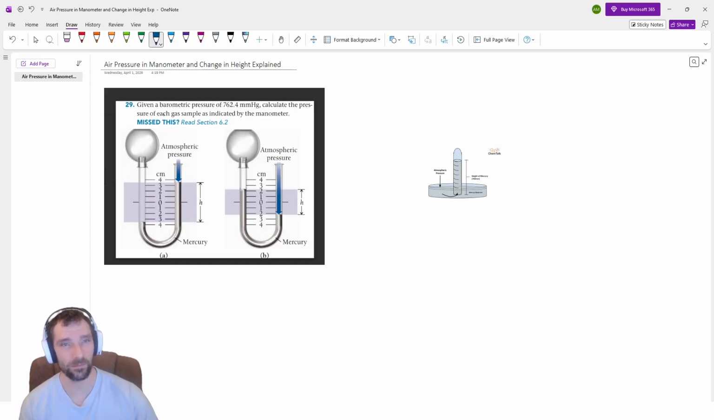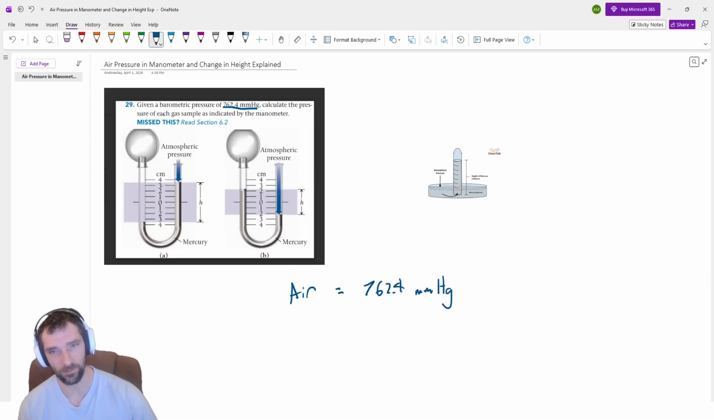So in this problem, we see that we have a certain air pressure. The air right now is giving about 762.4 millimeters of mercury's pressure, and there's some mercury in this tube, and there's a difference in height. So what I would like to do at first is just compare that air pressure, like how much it's pushing down, to how much the gas in this container is actually pushing down.